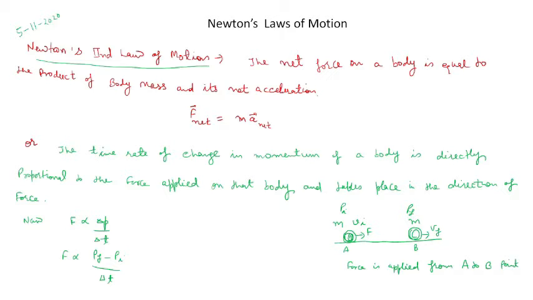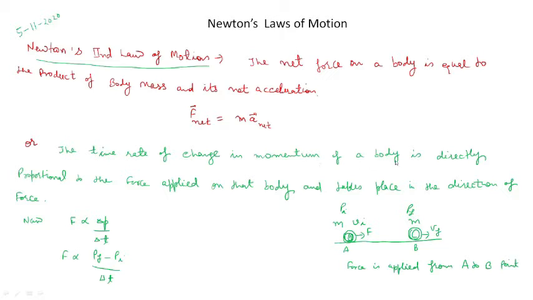According to this law, the net force acting on a body is equal to the product of the body mass and its net acceleration. Mathematically, we can write it as F net is equal to mass of the body into net acceleration of the body.